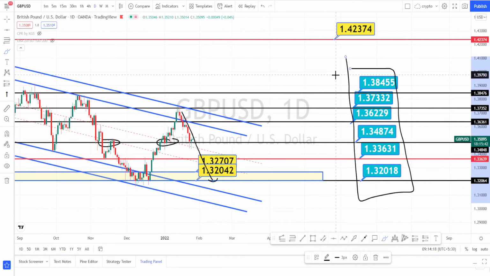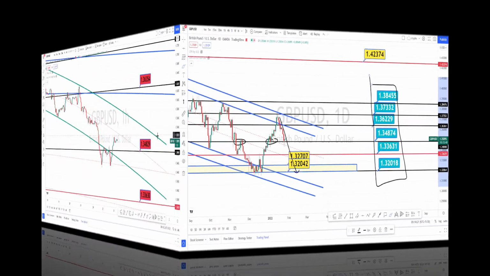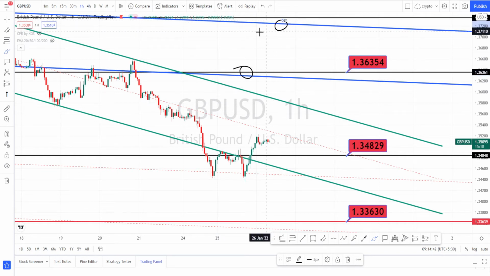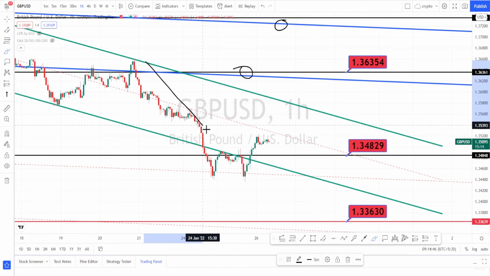Let us do the analysis in hourly time frame. I am in hourly time frame now. We already know that the price got bounced back from the bearish channel pattern resistance line. It was in a very nice bearish trend.